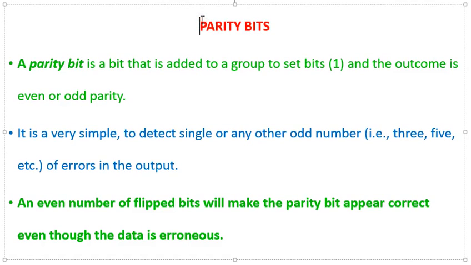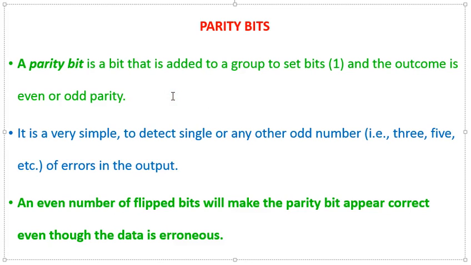Then another method of detecting error is what we call the parity bits. This parity bit is nothing but a method of adding some number of 1 bits to a data in such a way that the total number of ones in it should be an even number or an odd number. Therefore we have two types of parities. We have even parity and we have odd parity.